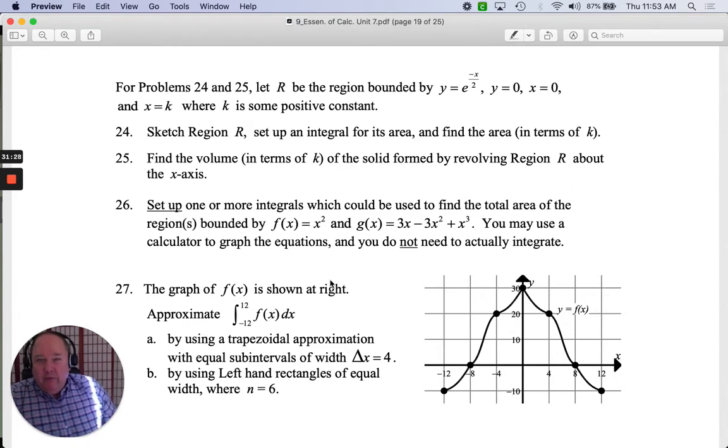All right, 24 and 25. For problems 24 and 25, let R be the region bounded by y equals e to the negative x divided by 2, and y equals 0, and x equals 0, and x equals k, where k is some positive constant. Sketch R and set up an integral for its area.